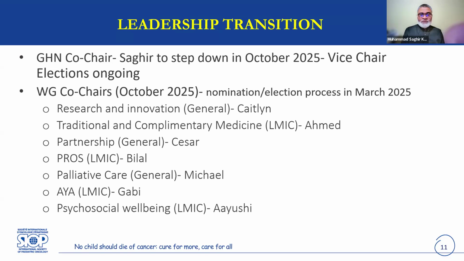And then the working group co-chairs. Every working group is going to have a transition this year. So Caitlin, then Ahmed, Caesar, Bilal, Michael, Gabby, and Ayushi are completing their 3-year terms, but we will vigilantly think about whether we want to invite somebody to extend a little bit, if there is a reason for having a smooth transition, because a lot of changes already took place in 2024. But 3 years will be completed for these 7 leaders.